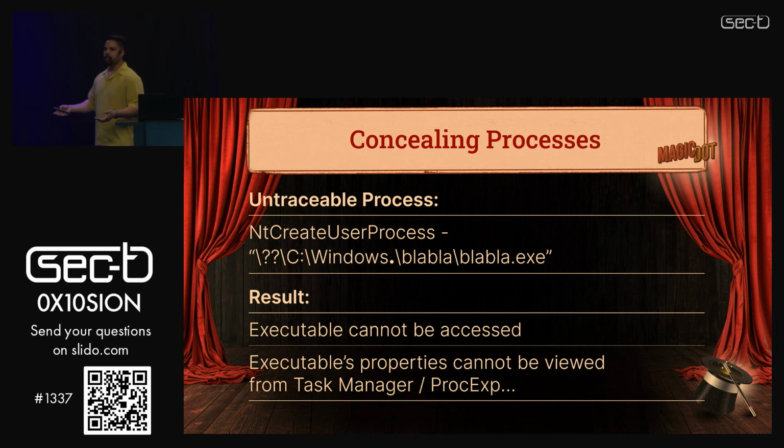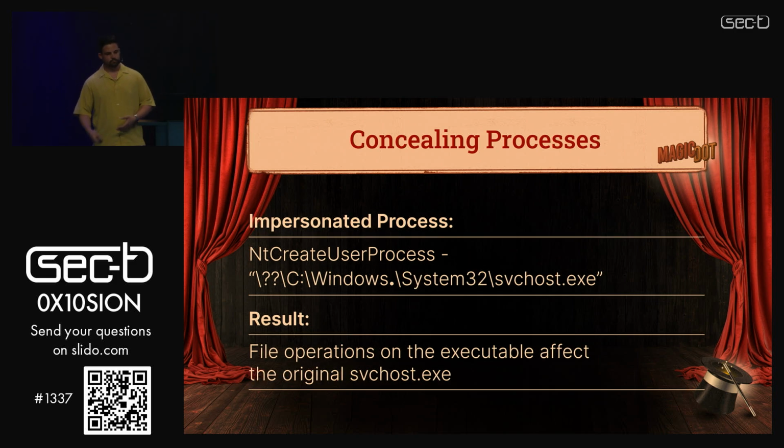So no one can take any file operation against the image path of this process. And the software that lists processes, such as Task Manager and ProcExp, are not able to view any properties against this image path. But just like we could with files, here too we can create a situation where we impersonate a different process. To do that, we'll run an executable from a path that, when converted to an empty path, really refers to an existing and trusted executable.